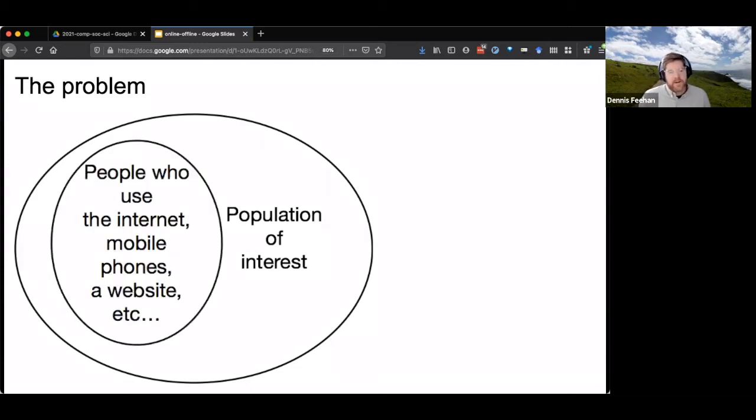But it's often the case that there's some related group that we can potentially sample and interview considerably more easily. So that might be people who use the internet, who have mobile phones, who visit a website, et cetera, et cetera. And the idea is to try and understand how we can take a sample of people from this easier to access group and learn about this broader population of interest.